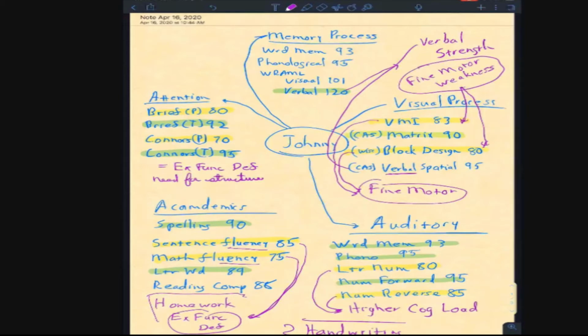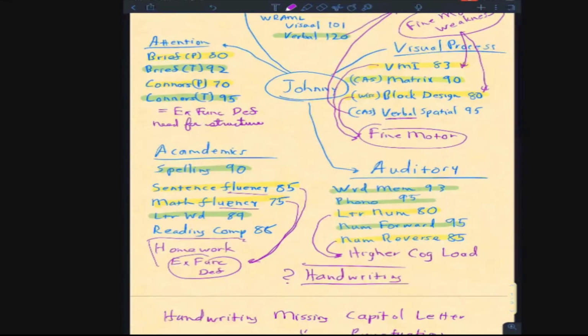We've got a strength in verbal, and we've got a significant drop-off in processing with higher cognitive load. In fact, the higher cognitive load also supports the idea of possible executive functioning deficit. If I cannot maintain my attention and my focus and my behavior, I can't take on a higher cognitive load.